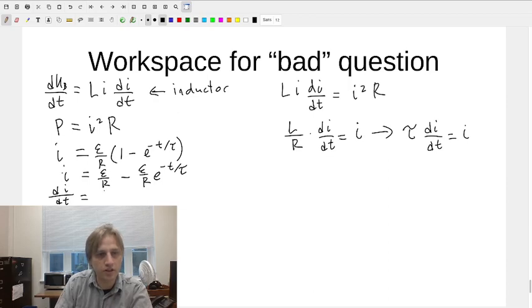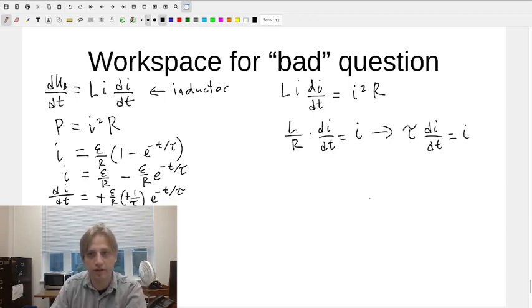If I take di/dt, epsilon over R is not changing in time, so the derivative of that with respect to time is 0. Then the derivative of the other term with respect to time would be minus, and then I'd have my minus epsilon over R, and I'd have to take down my minus 1 over tau times e to the minus t over tau. Because I have two minuses, this is just going to be plus. And so now I can put this all together.